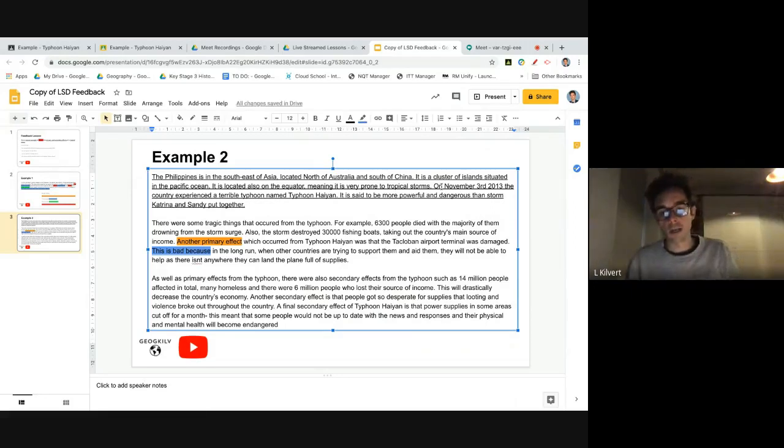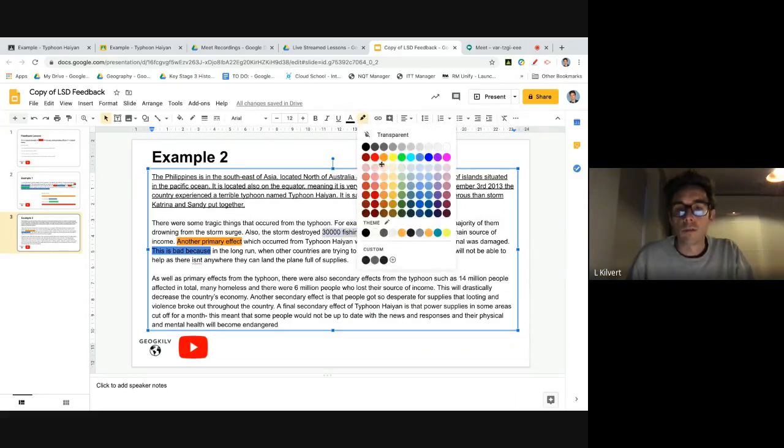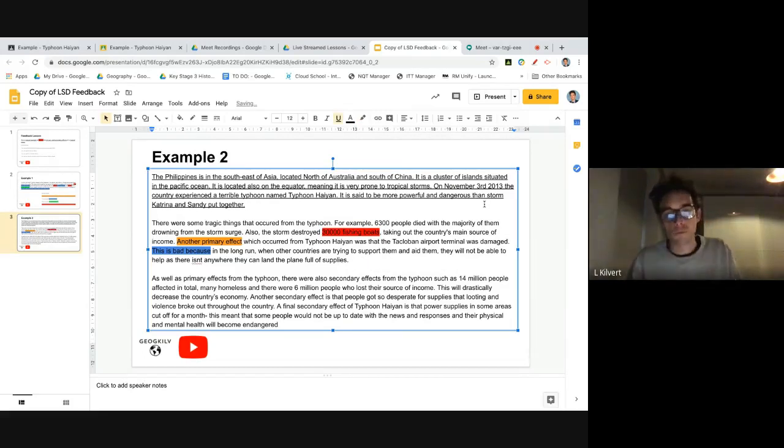So not just saying that Tacloban airport terminal was damaged, you're saying this is bad because in the long run, okay? And you're starting to explain those knock-on effects. So from my perspective, that's really, really good. Now, in addition to that, there's also lots and lots of evidence of specific pieces of information. Again, the numbers of fishing boats, the link that makes to the income, Tacloban airport in itself.